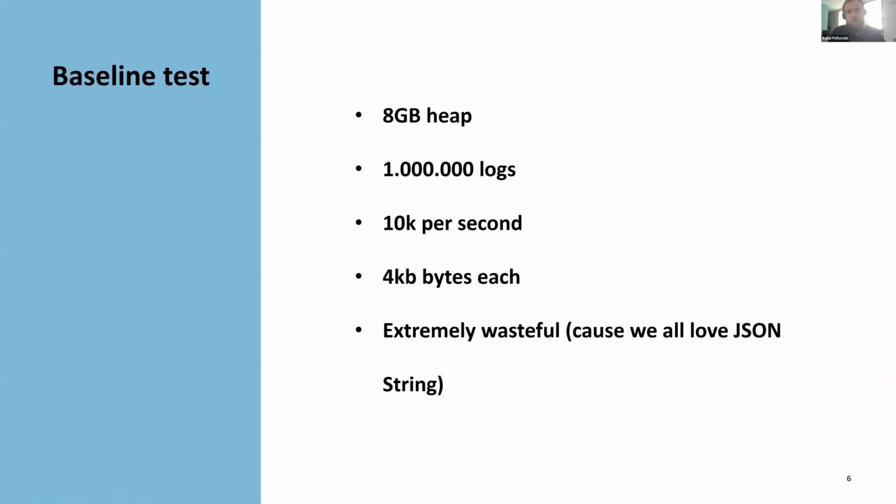What this baseline test basically does is spin up a VM with 8 gigabytes of heap, pushing 1 million logs at the rate of 10,000 logs per second to Elasticsearch. Each message has roughly 4 kilobytes, and the serialization is extremely wasteful. When you get familiar with my project, you'll know that the Jest project uses JSON strings, because we all love serializing our objects to JSON strings, right? If you'd like to avoid that, switch to the HC module, but this is not a topic of today's talk.